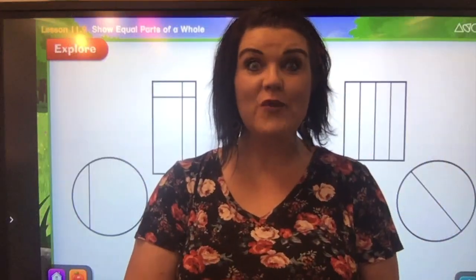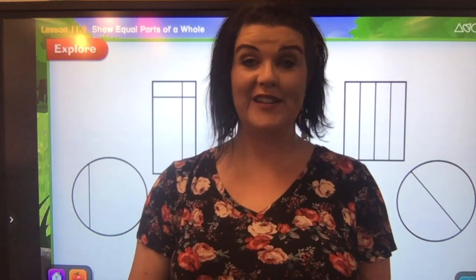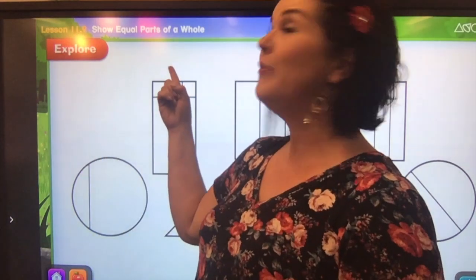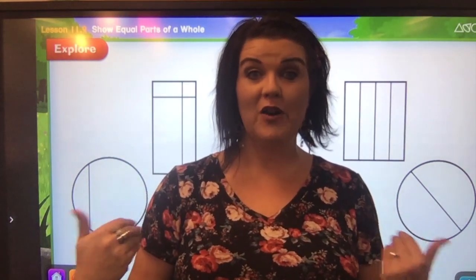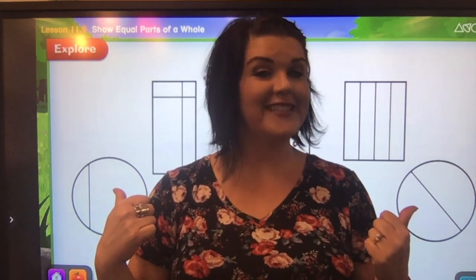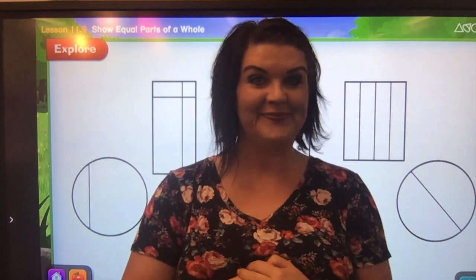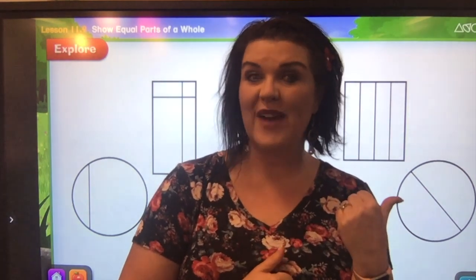Hello, ladies and gentlemen. Welcome to Chapter 11, Lesson 9, where we are going to be talking about showing equal parts of a whole. And when we are talking about a whole, we are talking about a whole shape. So as you can see, this circle and this circle, I bet you can tell me which one has equal parts. Which one is it?